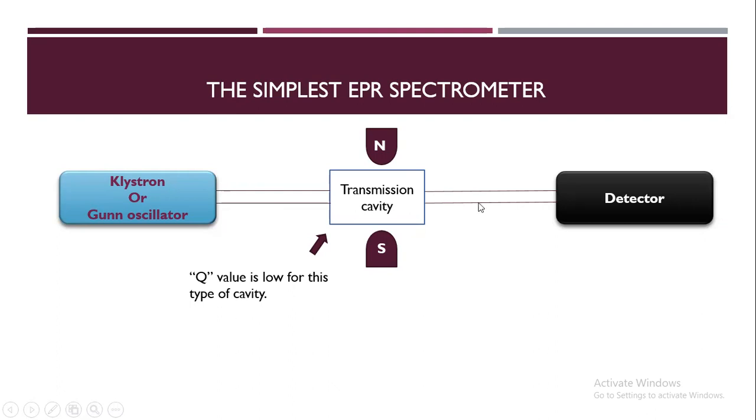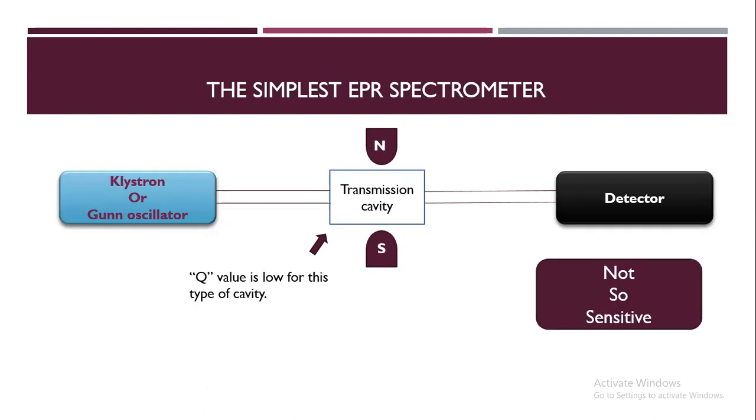But if the leakage is too much, the standing waves will not give us a very high sensitivity, and the detector will not be able to detect only the signals which are coming through the sample. So the sensitivity is very low for the transmission cavity. So we use reflection type cavity, which I showed in the last lecture, that there are two types of cavities: reflection cavity, in which the radiation will bounce back from this wall, it will not go through. So we use reflection type of cavity in the new modified spectrometer.